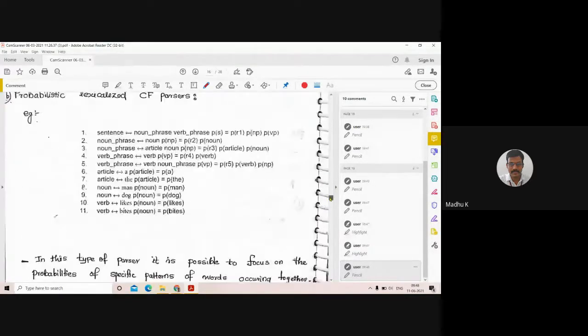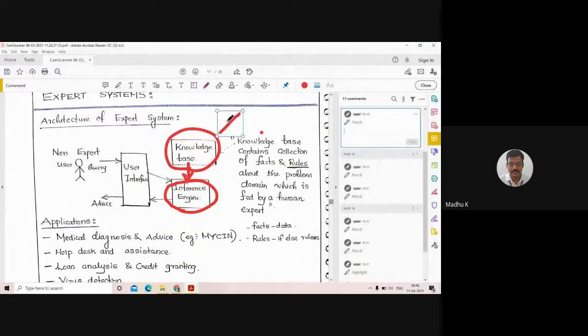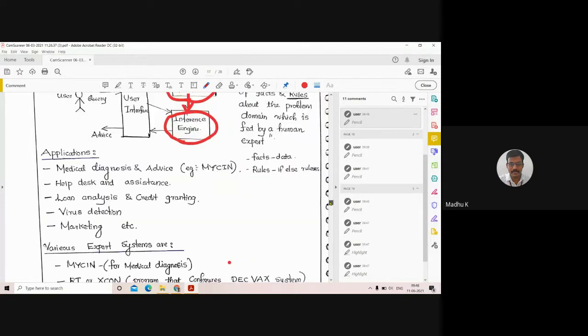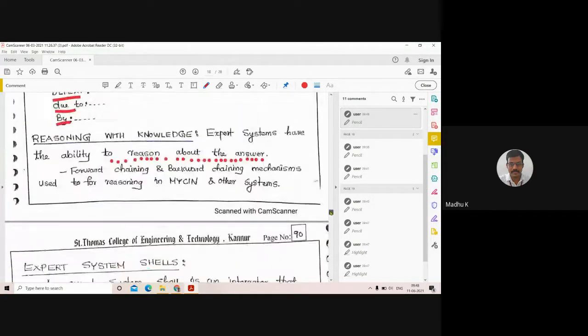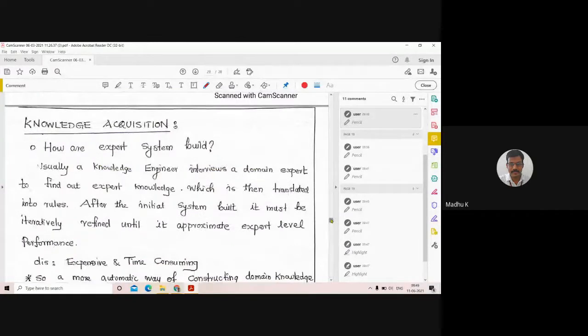So in this, who is feeding the knowledge? An expert trainer, an expert, will feed the knowledge. That is called knowledge acquisition. Knowledge should be acquired. So how can we do that? That is another issue in the case of an expert system. So what is knowledge acquisition?